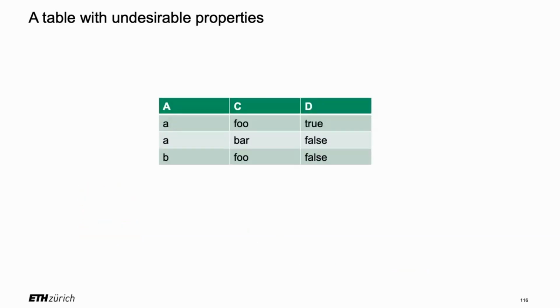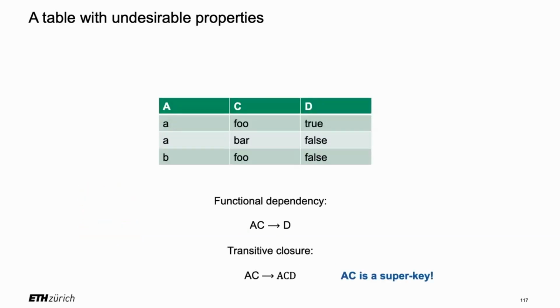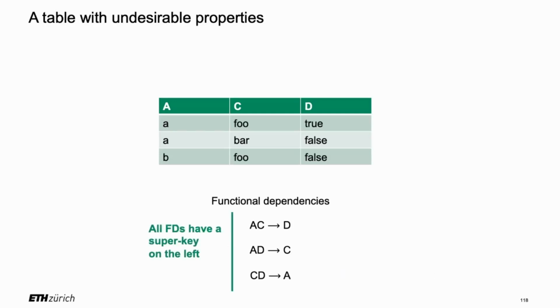What about this one? Do we like this table, yes or no? So we look at the functional dependencies. Well, for example, we have AC gives you D, right? But this one we like because AC determines everything. So AC is a super key. So that functional dependency is fine. There's also AD gives you C, but AD, do you agree it's a super key, right? The closure of AD is ACD.